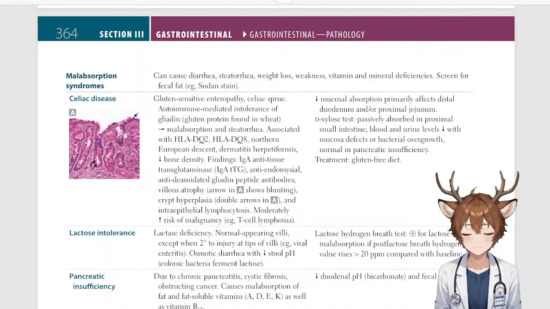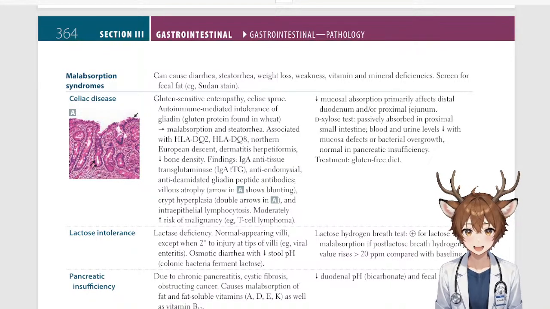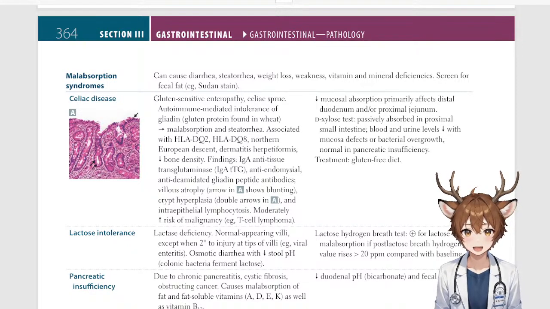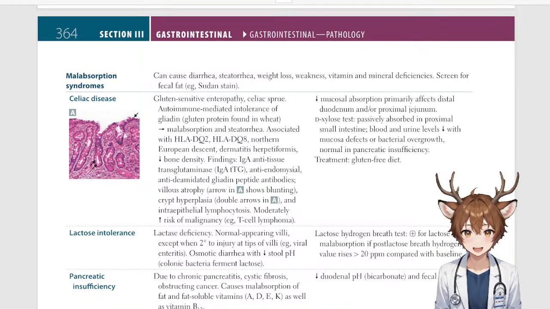Primarily affects distal duodenum and/or proximal jejunum, leading to malabsorption and steatorrhea. You treat it with a gluten-free diet. That's how you manage it, basically. Associated with dermatitis herpetiformis, decreased bone density, iron deficiency anemia, moderately increased risk of malignancy like T-cell lymphoma.